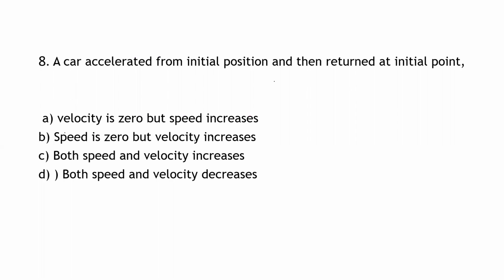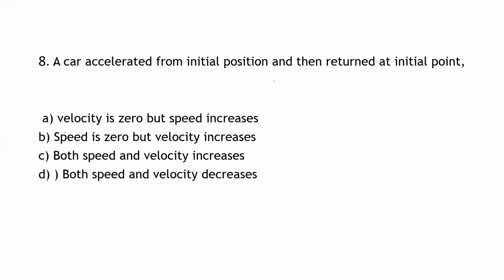A car accelerated from initial position and then returned to the initial point. So a car is accelerated from initial position and then accelerated, returns to the initial point. Here what happens? Well, option A, velocity is 0 but speed increases. Option B, speed is 0 but velocity increases. Option C, both increase. Option D, both decrease. See, the correct option is what they have said.